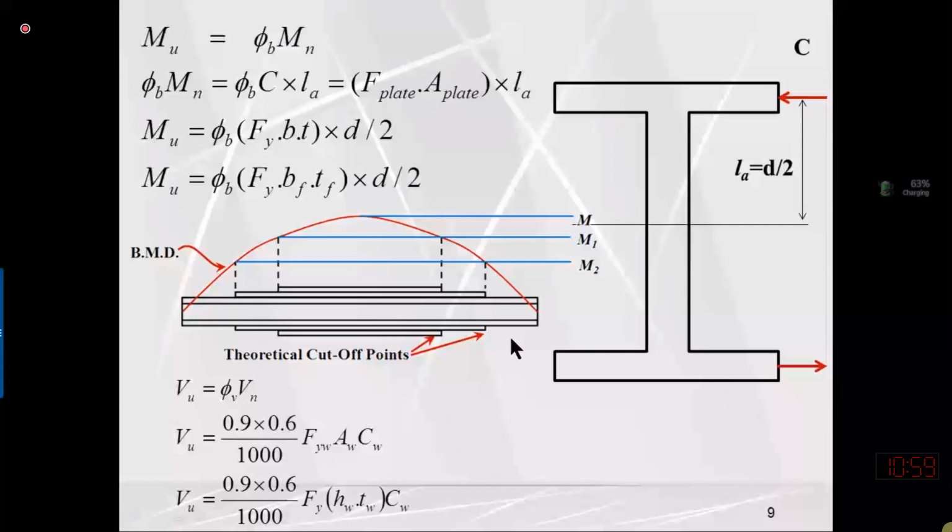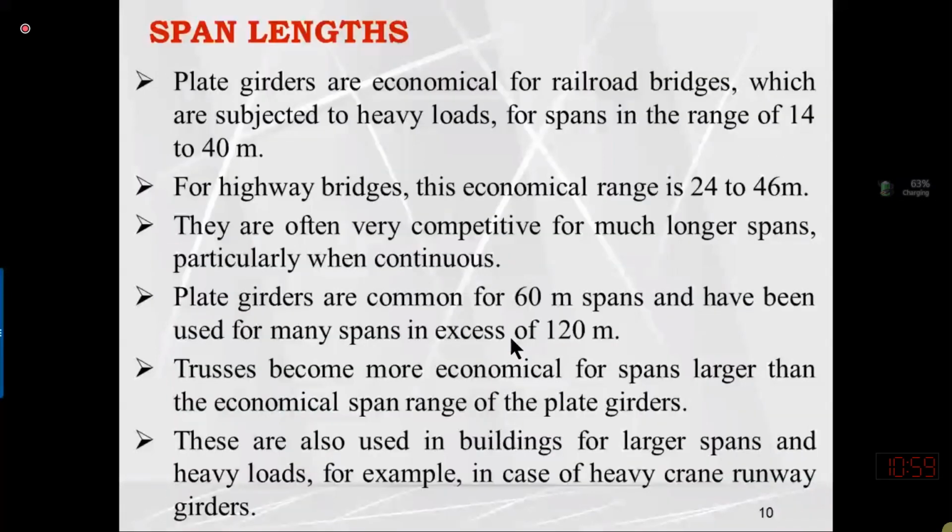This is the last slide that I will cover today. Plate girders are economical for railroad bridges which are subjected to heavy load. For example, on our canal road, you can find a lot of railway bridges on the canal. So even though the span is less, maybe the canal may not be having a width of more than 10 meters, maybe 30 feet, but due to the very heavy load, we need to design the plate girder.